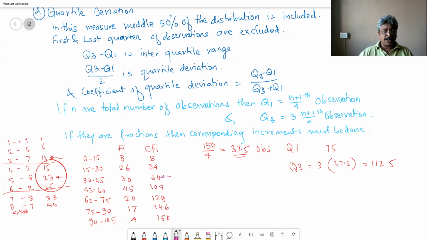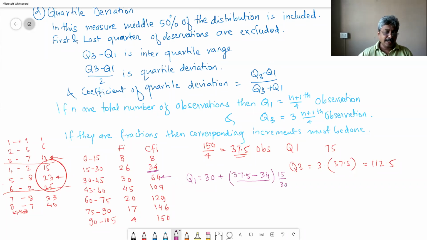And therefore I apply yesterday's formula again. Q1 is equal to lower limit 30 plus 37.5 minus cumulative frequency of the lower one, 34, divided by the frequency, into 15 upon 30. 15 is the difference, 45 minus 30, upon 30.